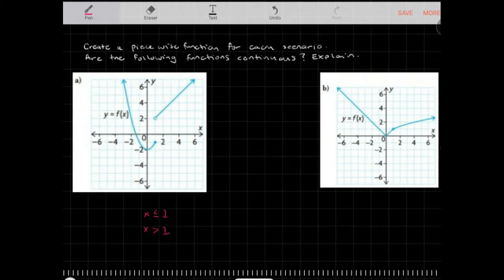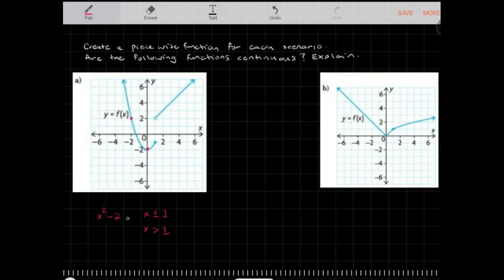So for the interval where x is less than or equal to 1, it looks like a quadratic function, right? And you can tell by just plugging some points in. So you'll get the point 0, -2, and the point -2 and 2. A quick way to do this is, if you have 0, -2, we can basically do x squared minus 2. That would work, right?